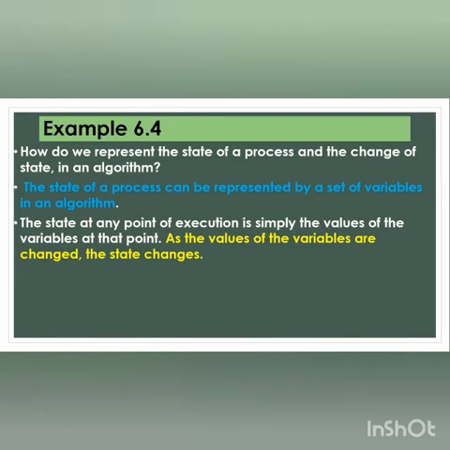So, how do we represent the state of a process and the change of a state in an algorithm? The answer is the state of a process can be represented by a set of variables in an algorithm. Every program needs some input data to process and produce the output. So, data are stored in a set of variables. While processing, the values of the variables will change. So, as the values of the variables are changed, the state changes.